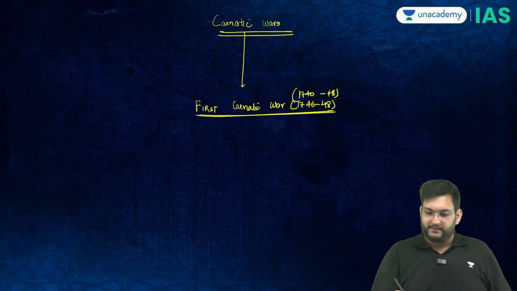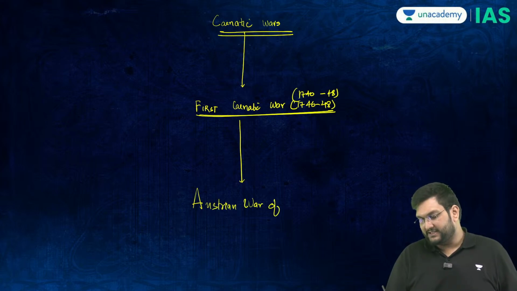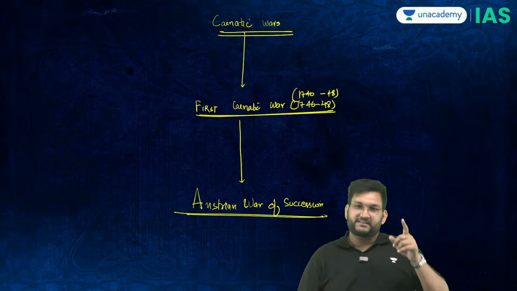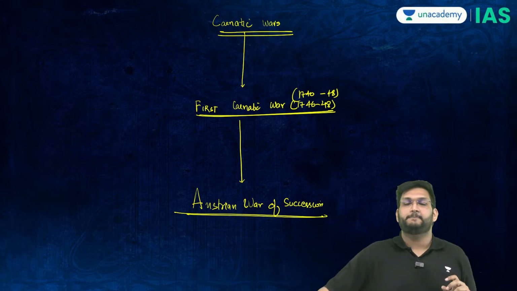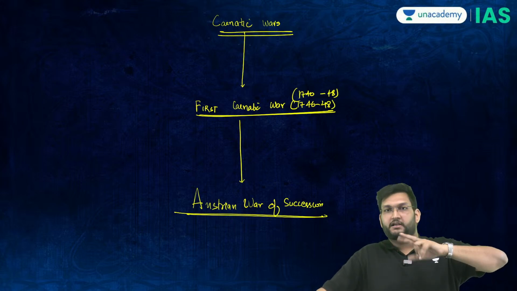And this is where something called the Austrian War of Succession comes into picture. So this is a very standard question which is asked in the examination and also has previously come as a mains question, which is that how is the First and the Third Carnatic War actually related to one another?